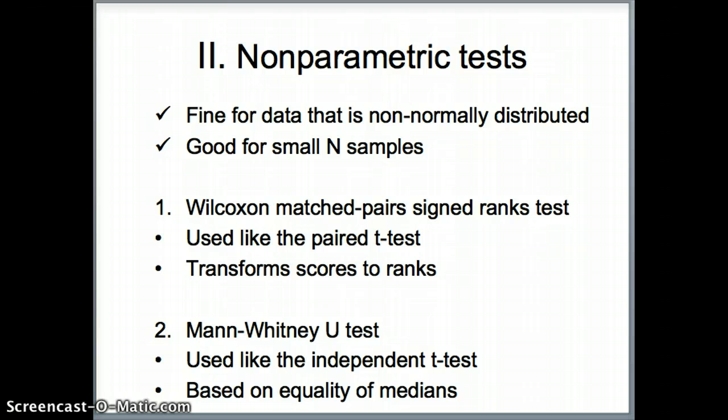The Mann-Whitney U test is also something that can be used like an independent t-test. Rather than being based on a comparison of means, it's based on the equality of medians. So the statistic that's used as a basis of comparison is looking at the median and whether scores are above or below the median. And this too can be used in the case of small group sizes or a non-normal distribution, and can be a nice substitute for the independent t-test.